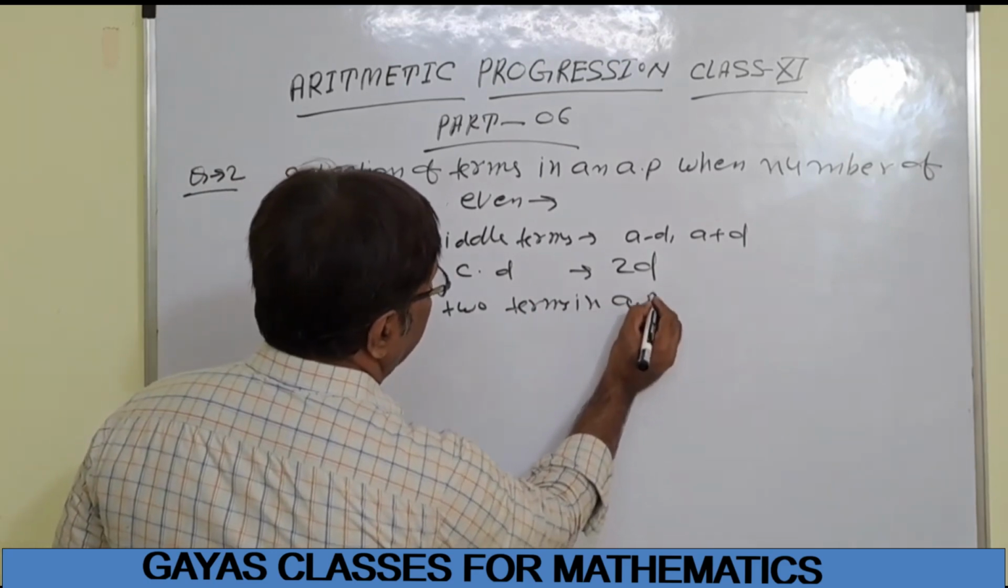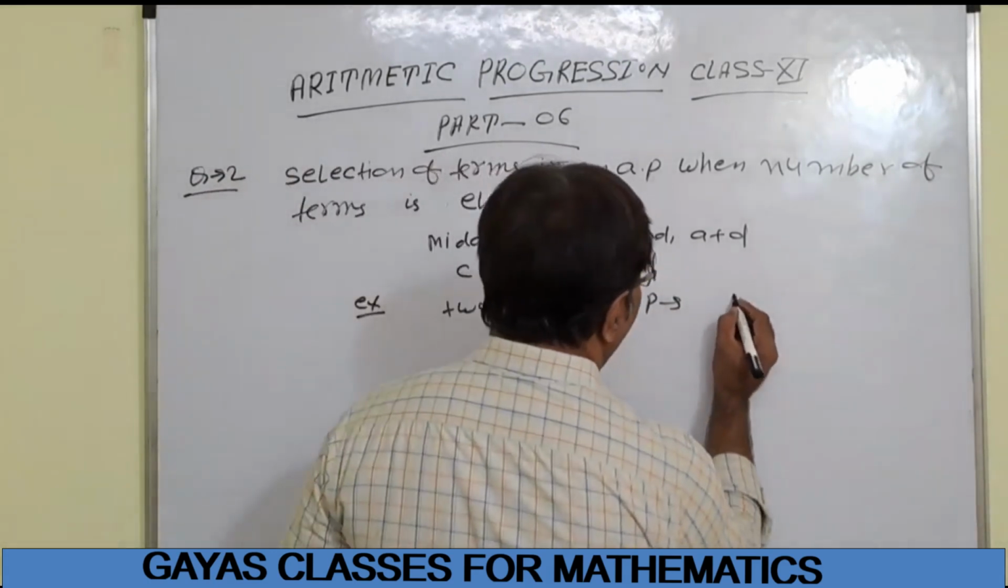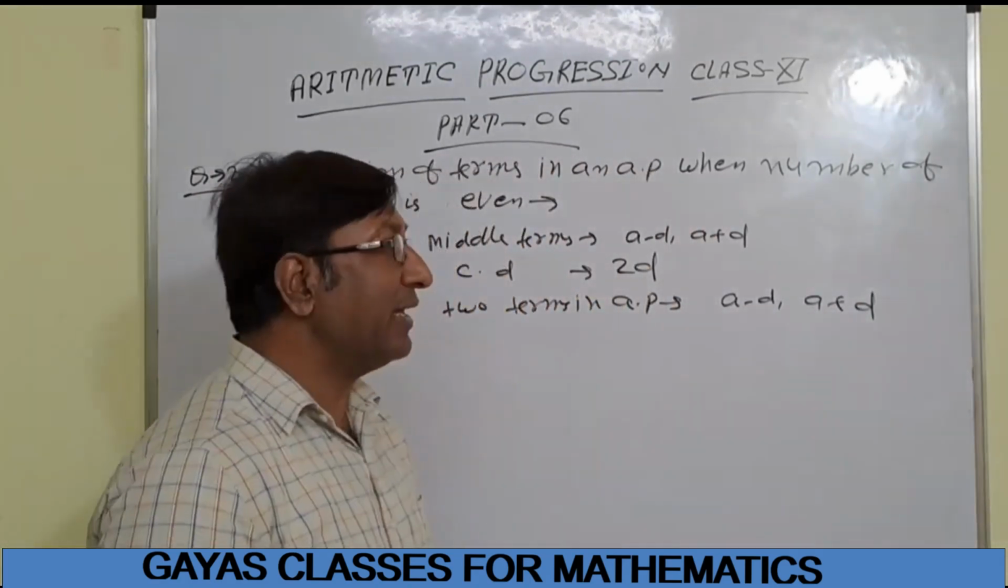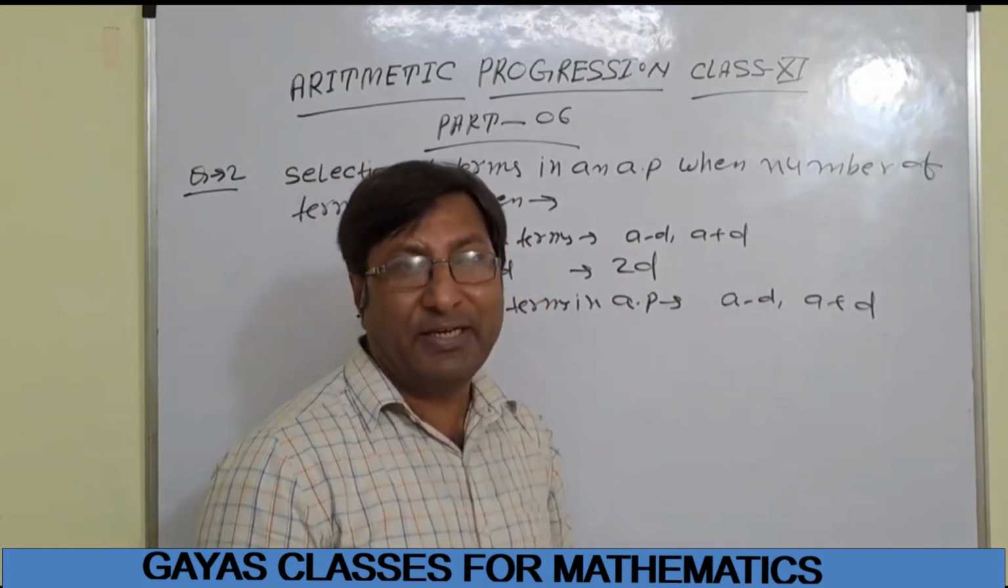2 terms in AP. So only 2 terms are given. So simple, we know my terms are A minus D, A plus D. You can check when we go for the common difference: this minus this, we will get 2D.